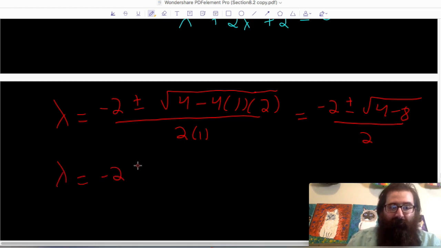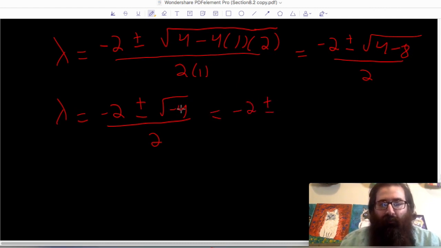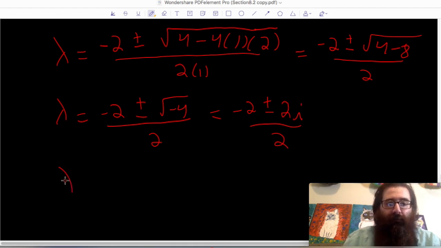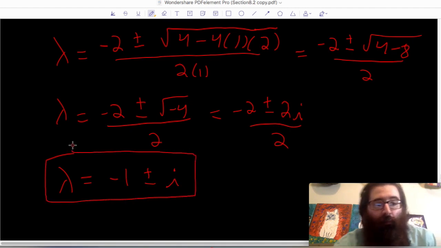So lambda is negative 2 plus or minus the square root of negative 4, all divided by 2. Use that product property of the radical. So we'll say negative 2 plus or minus, here the square root of 4 is 2, the square root of negative 1 is i, so we should get 2i all over 2, and now we can reduce. So lambda equals negative 2 divided by 2, that's negative 1, plus or minus 2i divided by 2 is i. And there we have our eigenvalues, negative 1 plus i, negative 1 minus i.